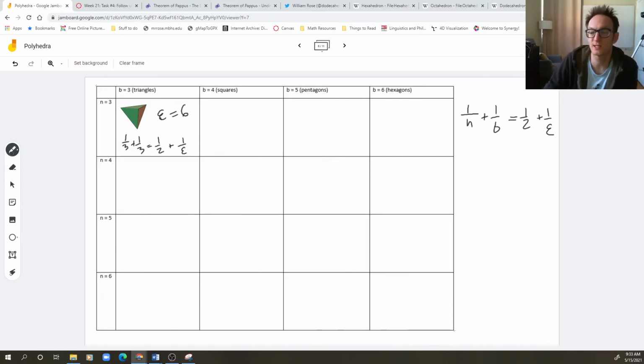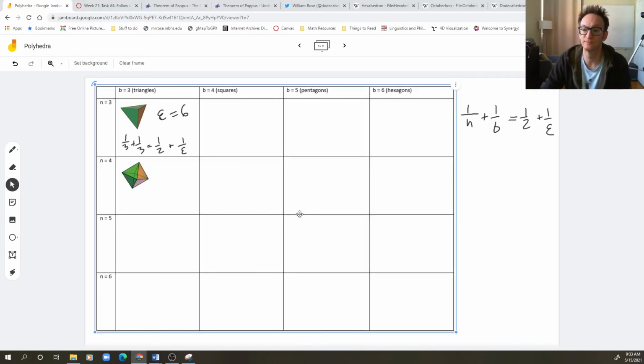Okay, so let's just do the rest of these, but faster now. Could you have triangles, 4 meeting at a vertex? Yes, you could. If you have 4 triangles meeting at a vertex, then that is the octahedron.